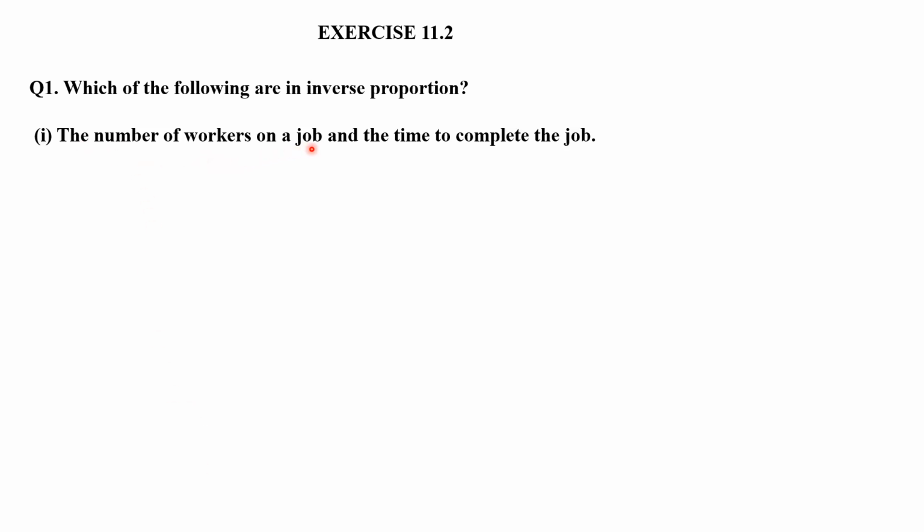First is number of workers on a job and the time to complete the job. You can see that if you are having more number of people to do the work, obviously it is going to take less time to complete that work, right? Because more number of workers means more manpower, so it will take less time to do the same job, right? So this is in inverse proportion. As number of workers increases, time taken to complete the job decreases. So both are inversely related to each other.